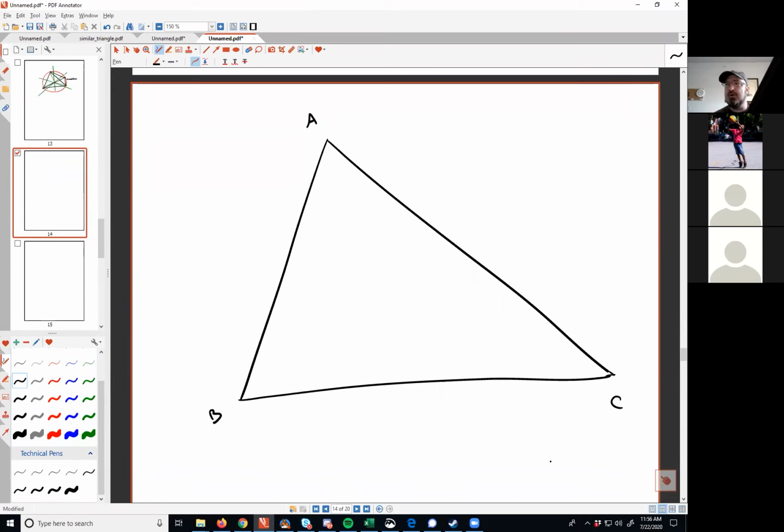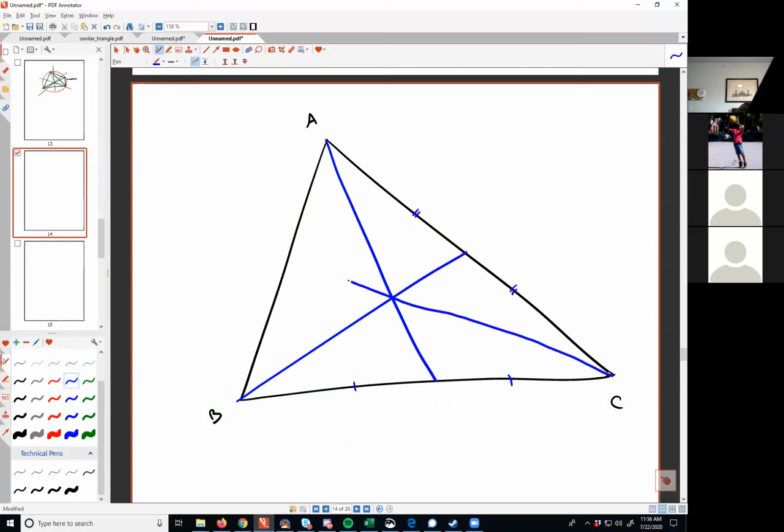So let's say that we have a triangle here. By the way, people are dropping out, but we have one more problem to go through. We've got this triangle right here. Let's draw the medians. And they pass through the centroid. And let's think about what we know about the areas. We'll say this is D, E, and F.